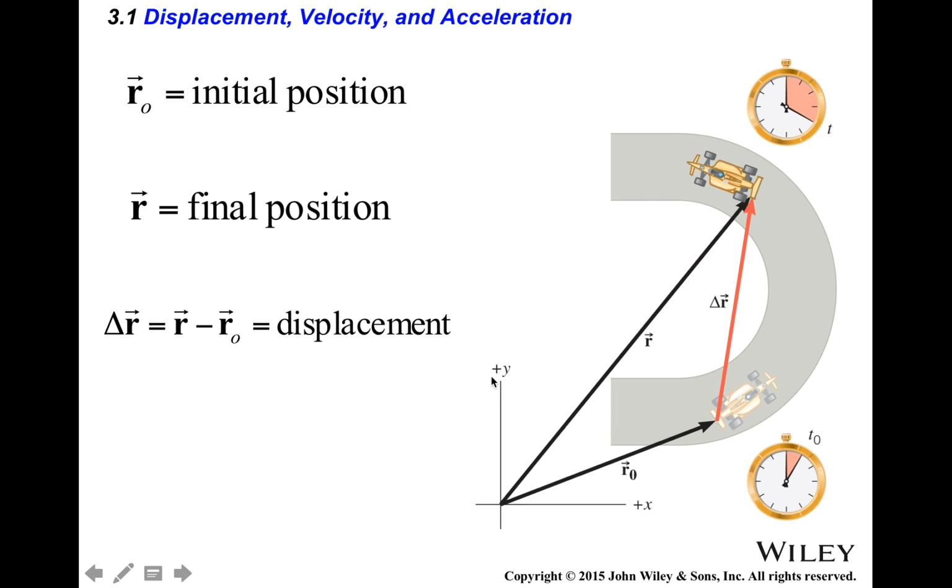Now, since we chose this as our coordinate axis system, we could have chosen it here. We could have chosen it here. But still, it would be the displacement. We'd have to break this down into its X and Y components like we did in our vector fun that we were doing earlier.